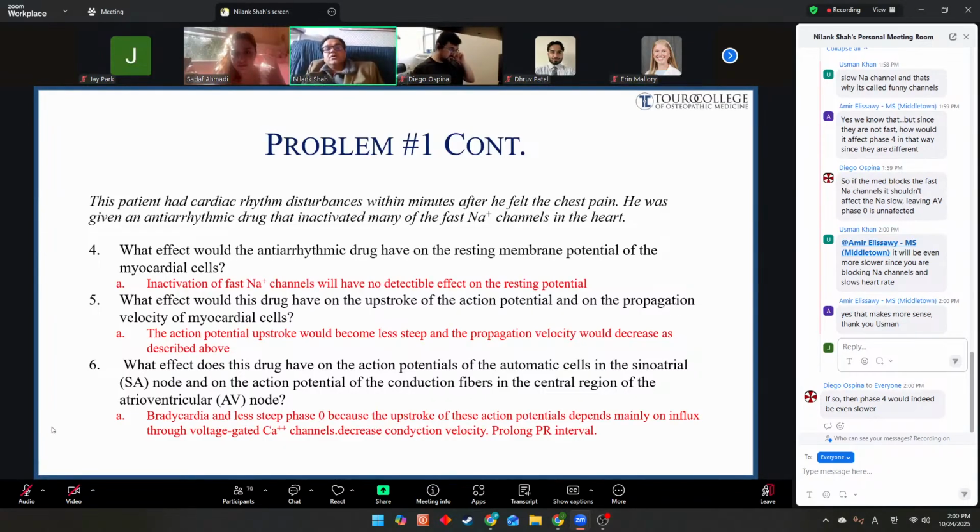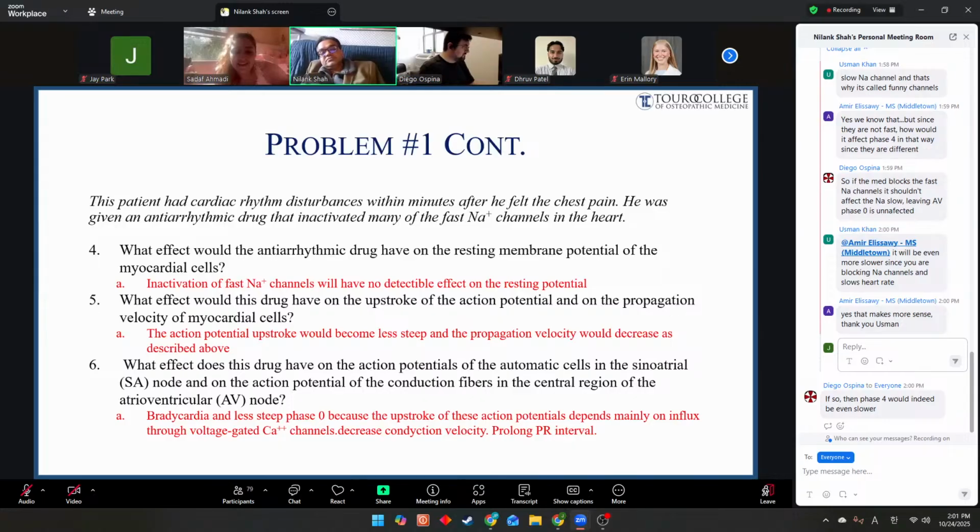Okay, but what would happen to the calcium channel? Because calcium channels will slow down. Exactly. Good. Calcium channels, less calcium channel. What would happen to the calcium channel? It will be slowing calcium channel influx. Exactly.